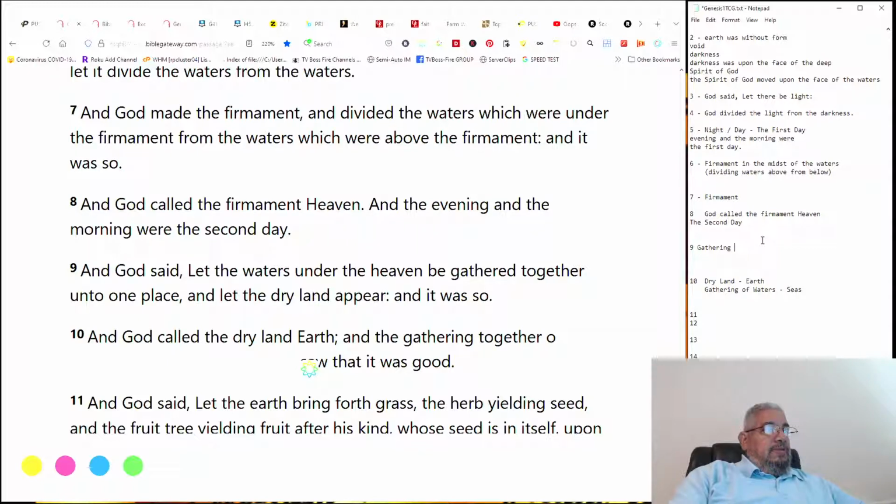Gathered together unto one place. Gathering of the water. Okay, so that is 9's action, and so that will be depicted. And then for 10, you have the earth, the dry land, and then you have the gathering of the waters.